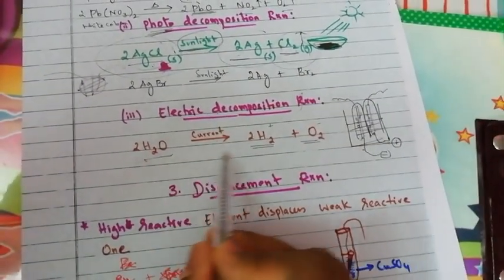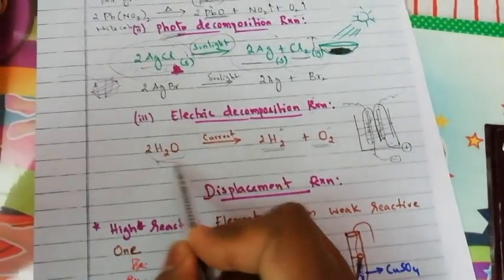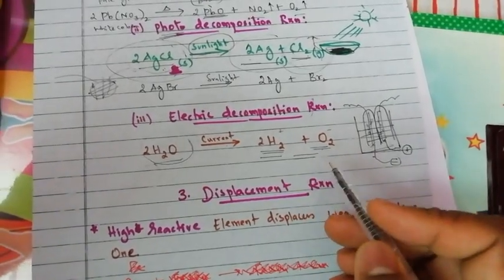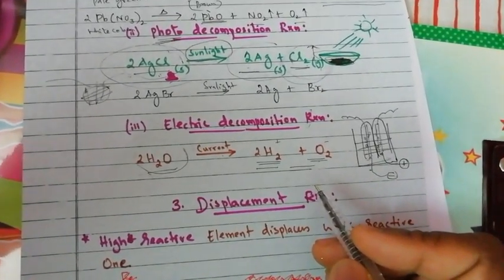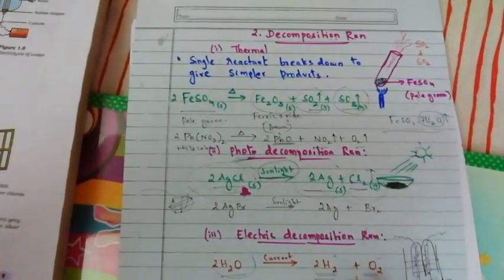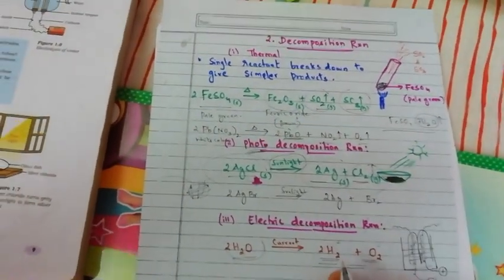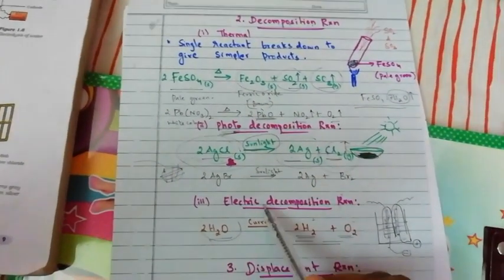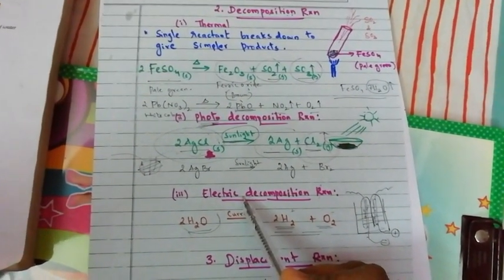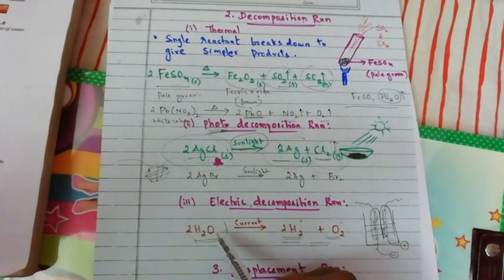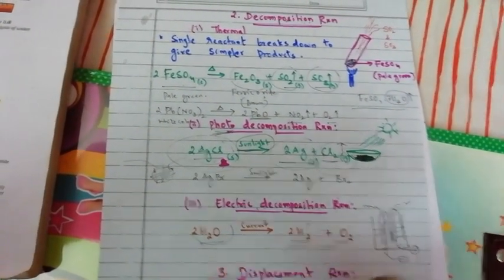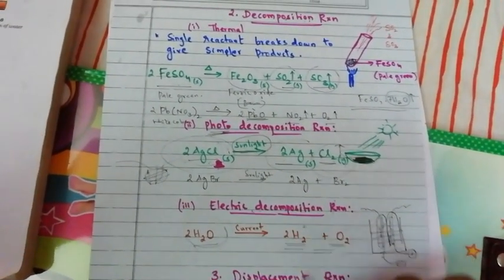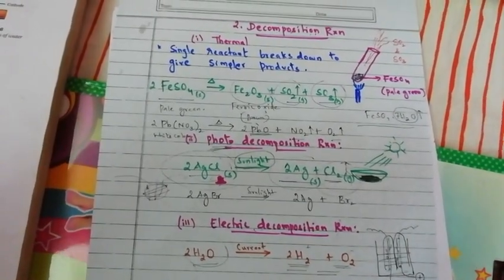So this is also one of the decomposition reactions. You see, one single reactant breaks down to become two simpler products. Will you all understand this? This is the electric decomposition reaction. So what we learned now: decomposition reactions are thermal, photo and electric decomposition reactions. You can take down these equations and then do it once again at home, right? Do it 2-3 times and then you will understand more about decomposition reactions.